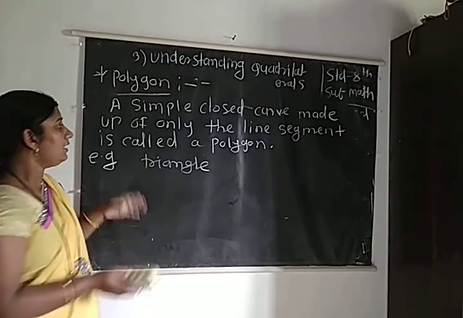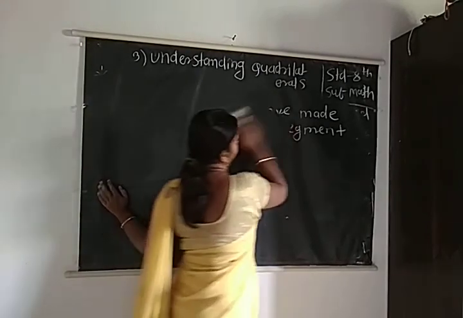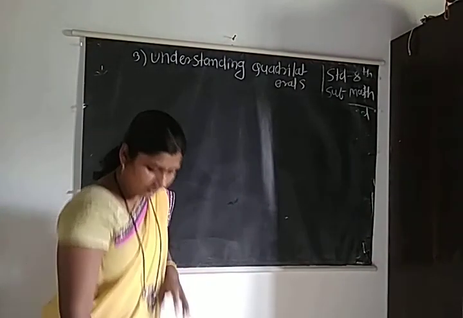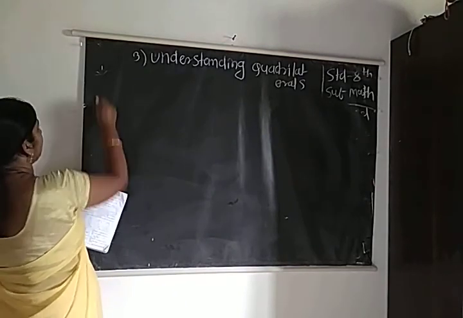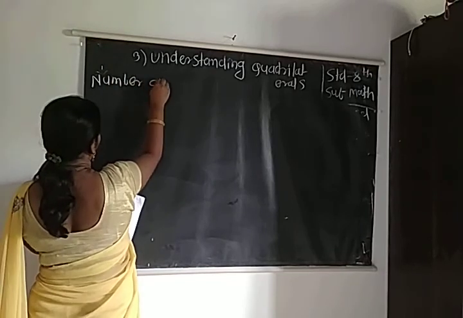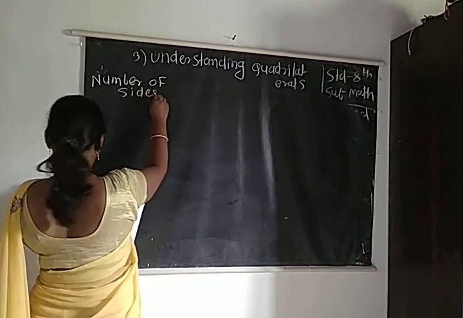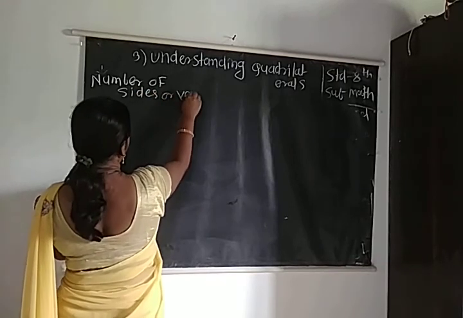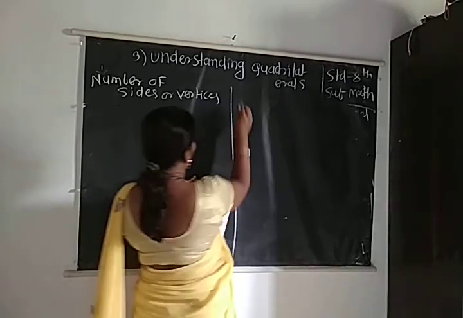Now let's see the examples of polygon. The example of polygon, with the name, number of sides or vertices, and here the name of the polygon.